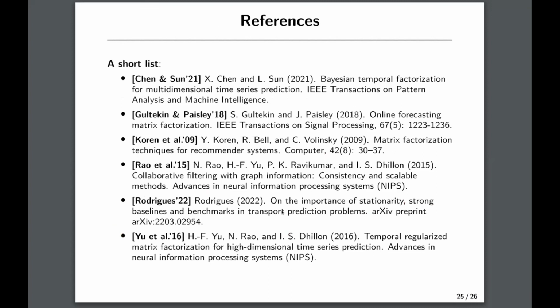There is a short list of references. The first reference provides a Bayesian temporal factorization for multidimensional time series prediction. This is our previous work. This paper provides a fully Bayesian model for temporal matrix factorization. And this is online forecasting using matrix factorization. This is a classical paper discussing matrix factorization techniques for recommender systems. And this paper provides some examples showing how to use conjugate gradient to solve graph-regularized matrix factorization. This paper discusses the importance of stationarity. And this paper is the first to propose temporal regularized matrix factorization.